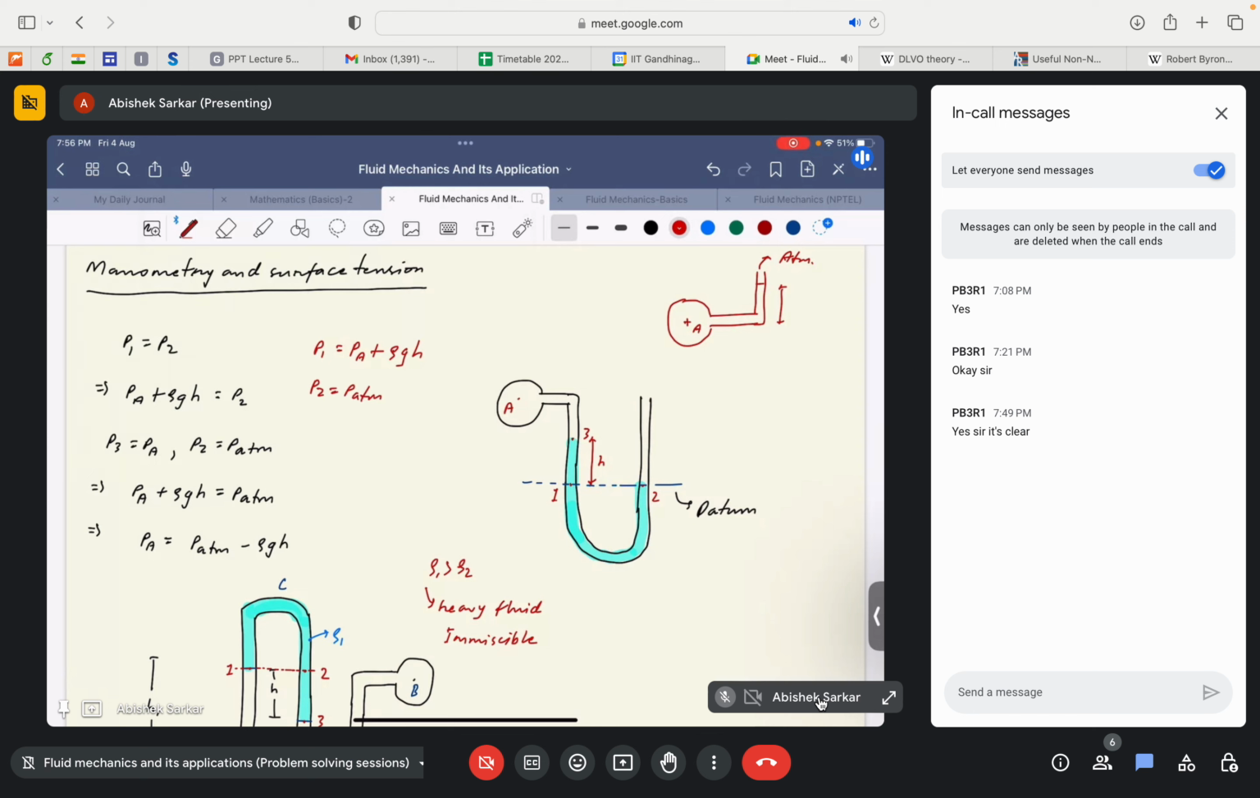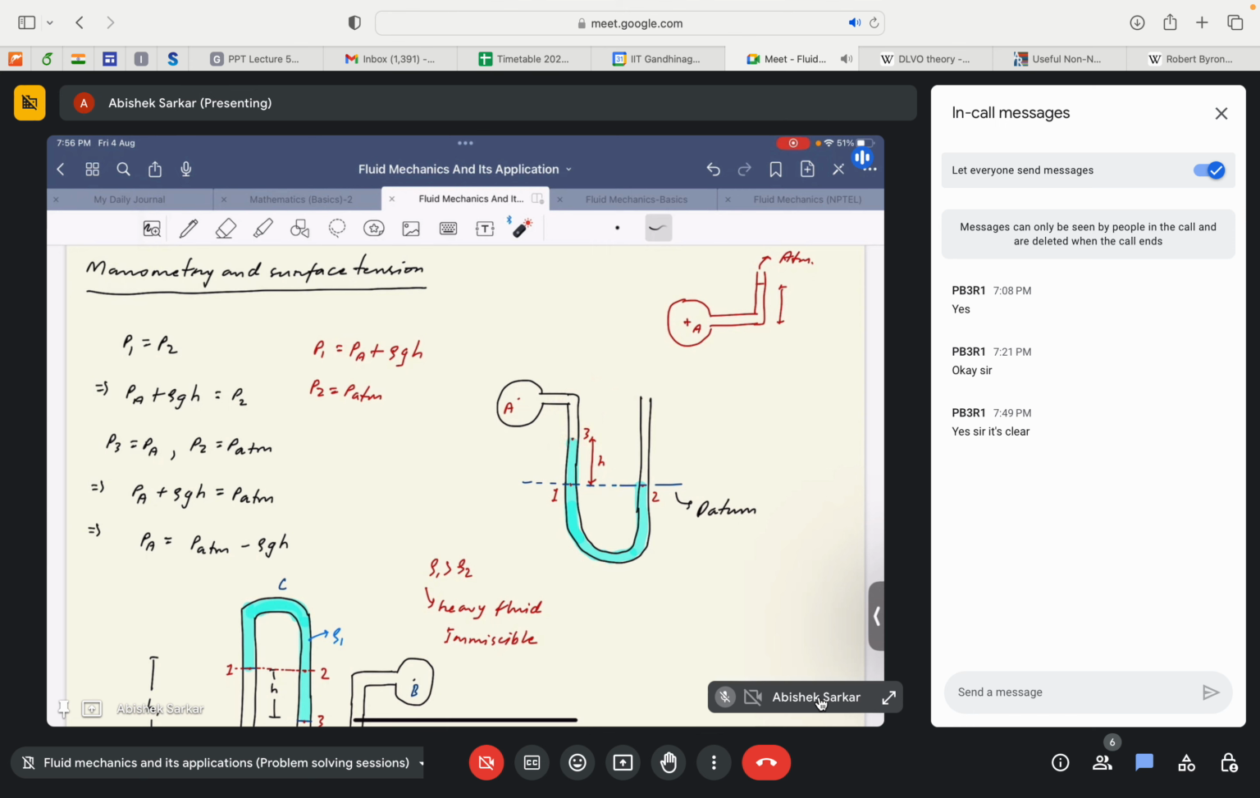Why? Because this is open to the atmosphere, right? It's open to the atmosphere, so P2 is equal to PATM. Now you may ask why you have not considered the pressure because of the height of the fluid that is being transported in duct A, right?